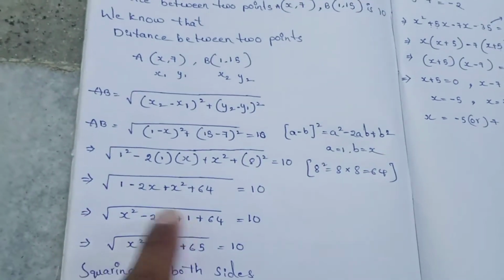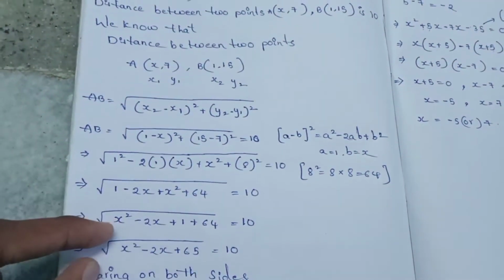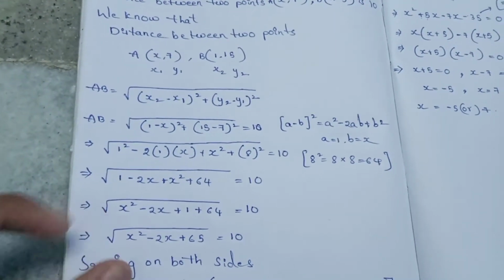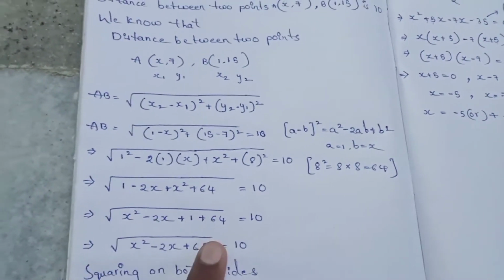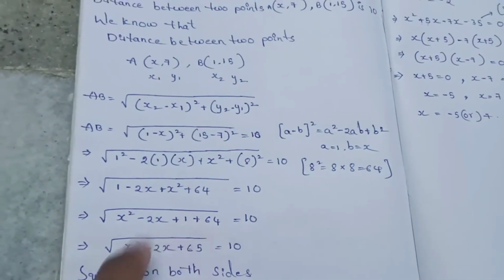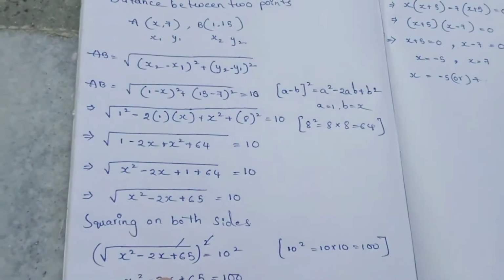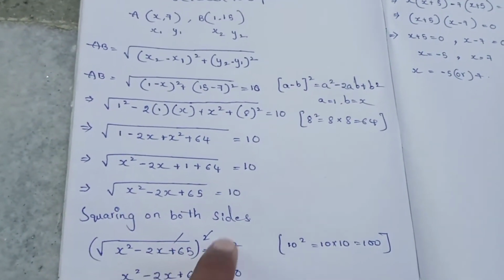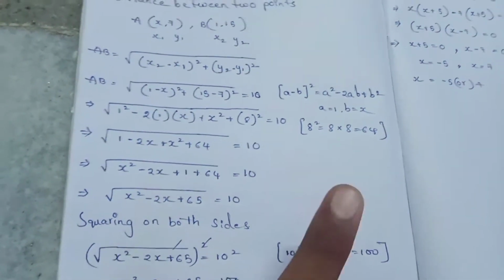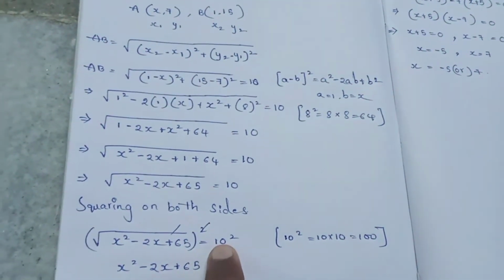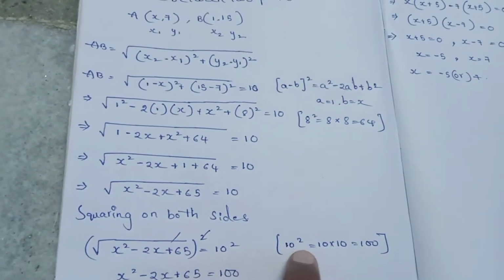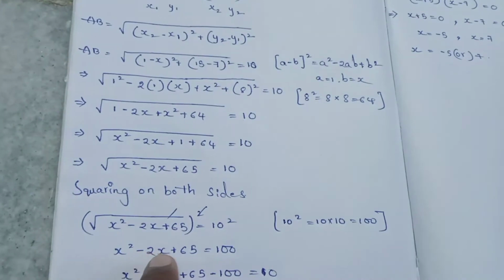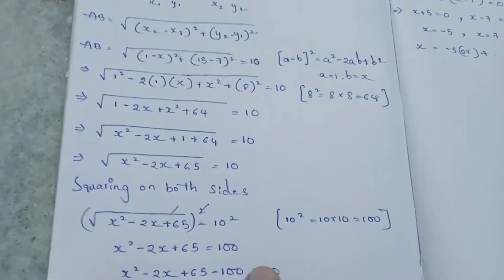Now I have to remove this root term first of all. I need to square on both sides. When I square on both sides, the root will be cancelled. Squaring on both sides: root of x square minus 2x plus 65, whole square, is equal to, on the RHS side also, 10 square. 10 square is 10 into 10, which is 100. Now x square minus 2x plus 65 is equal to 100.